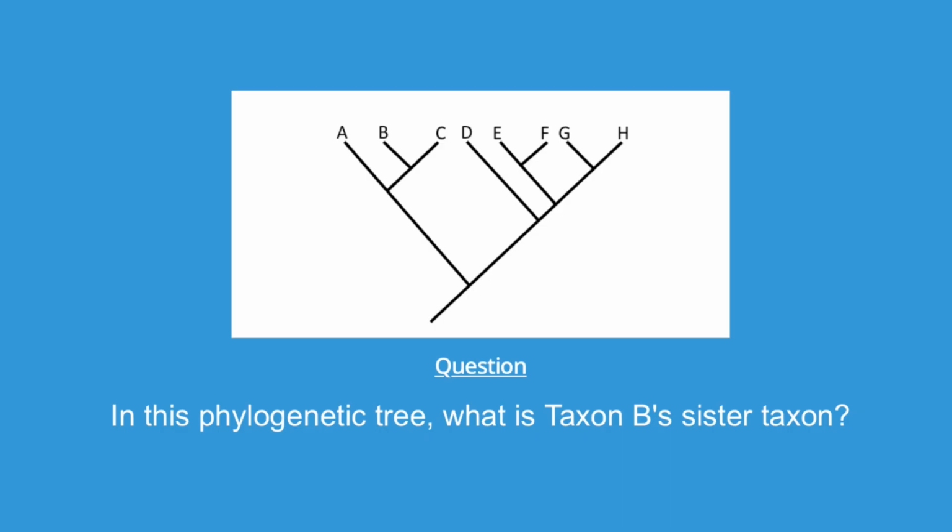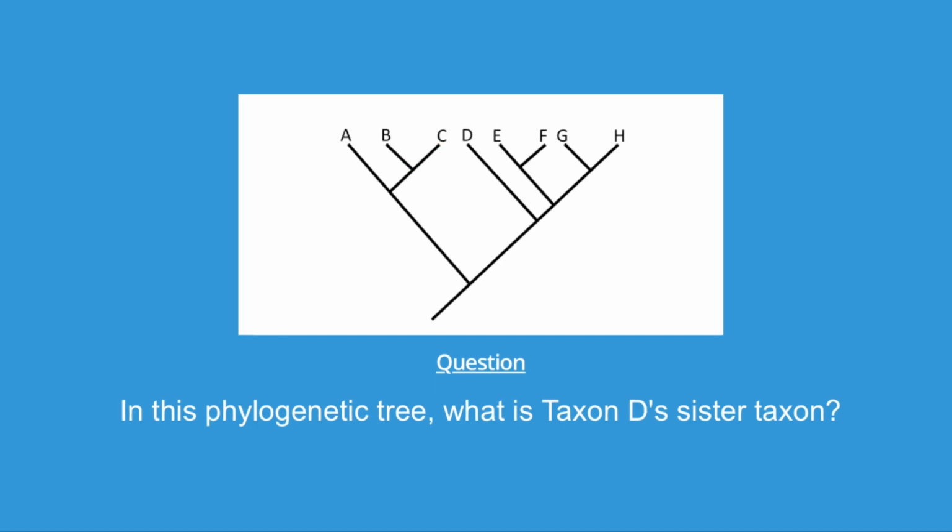Now let's solve some practical questions. In this phylogenetic tree, what is taxon B's sister taxon? So here we have taxon B, and what is going to be the sister taxon? Take a look. We have here a node where the recent common ancestor was of the species B and C, taxon B and C. So the sister taxon of B, species B, is going to be taxon C. This is going to be the answer.